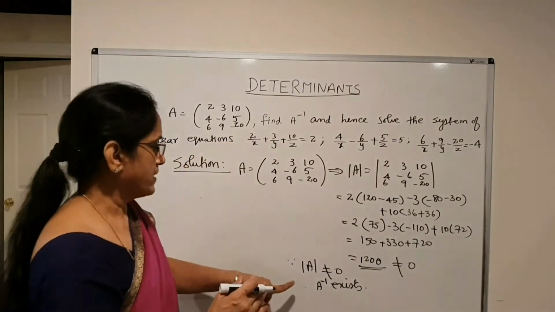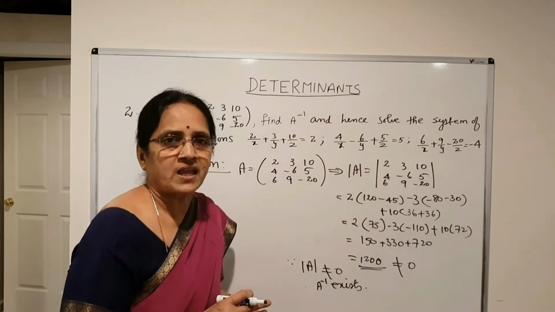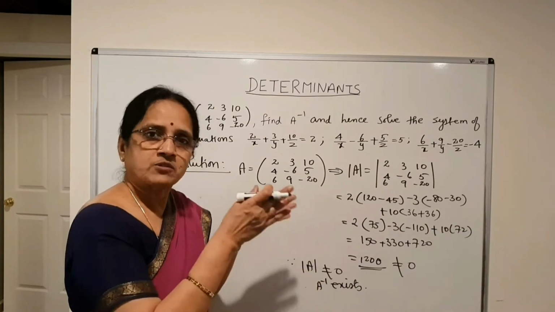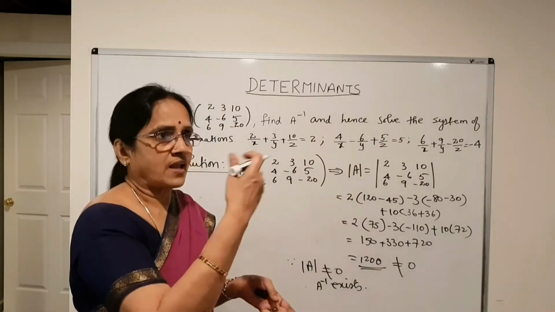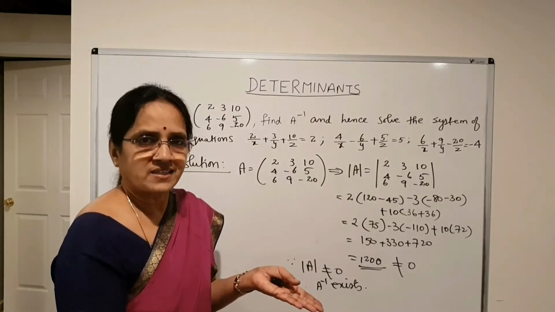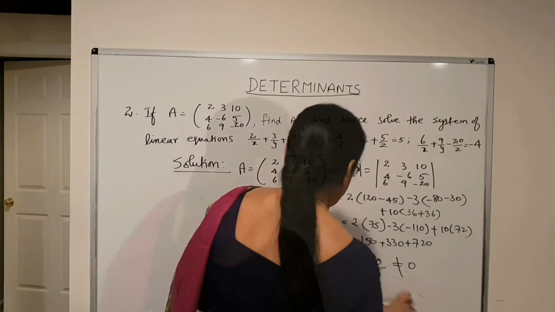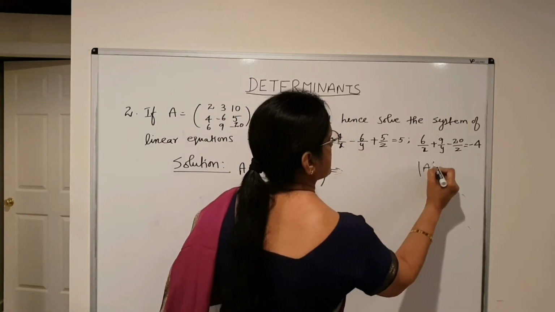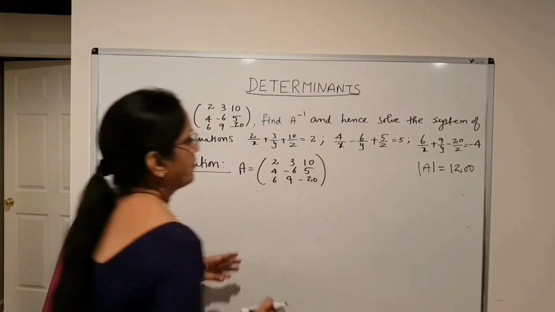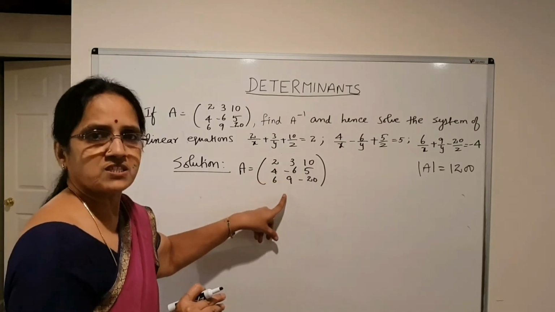My aim is to find out adjoint of A because the A inverse formula is 1 by determinant of A into adjoint of A. To find out the adjoint of A, I need to find out the cofactor matrix because transpose of the cofactor matrix will give the adjoint of the matrix A. So let us do everything step by step. Let me make a note of it. Determinant A is equal to 1200. Okay. Now let me find out the minors and then the cofactors of every element of this matrix A.